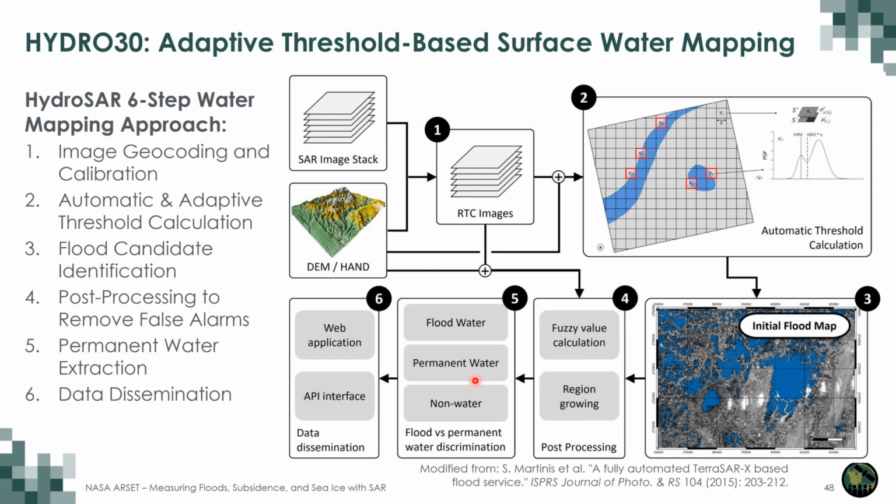And in step 5, in this approach, we also perform an additional step where we try to separate permanent water from actual floodwater extent. Permanent water would be the permanent extent of rivers and lakes, in contrast to additional water you get during a flood situation. In the lab exercise we'll do in a sec, we will exercise steps 2 and 4 to get to an initial flood map and then a post-processed, false-alarm-reduced flood map.